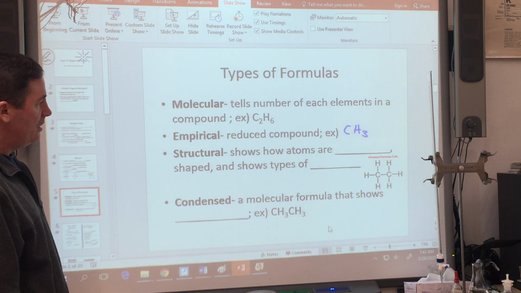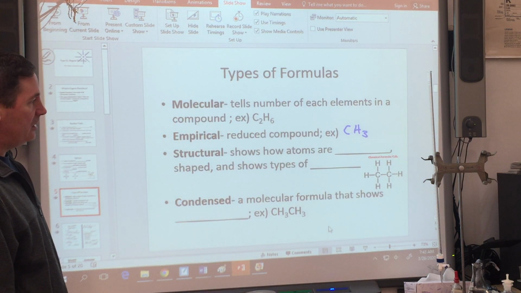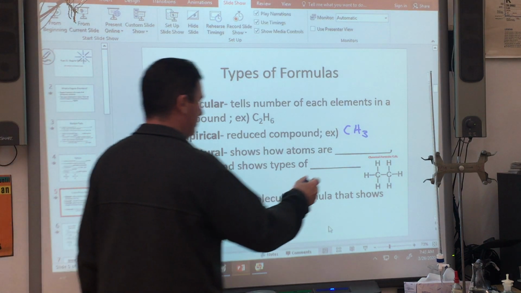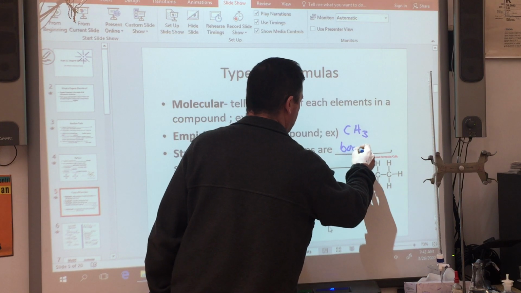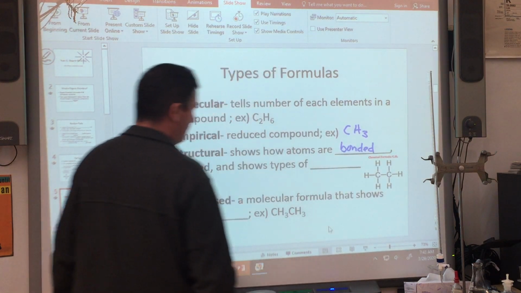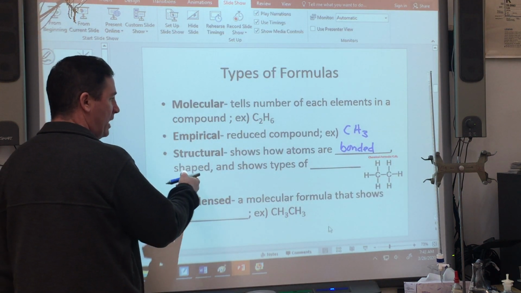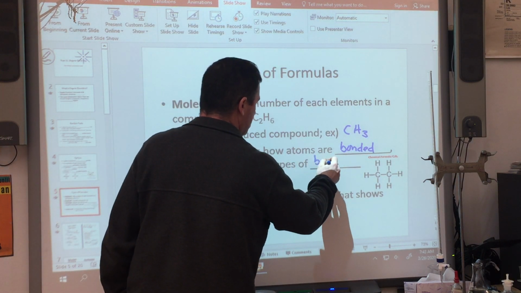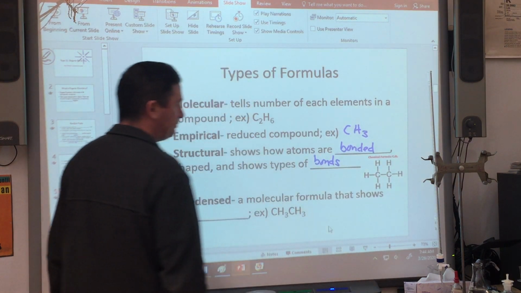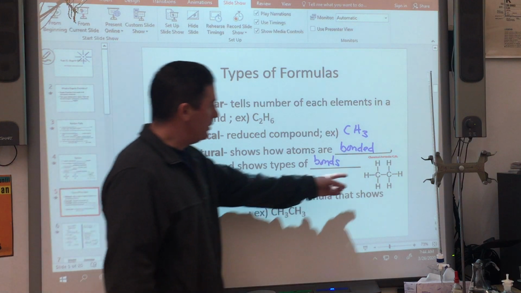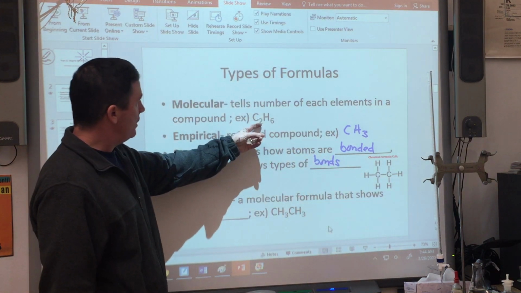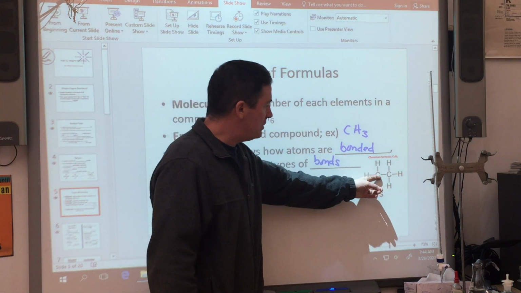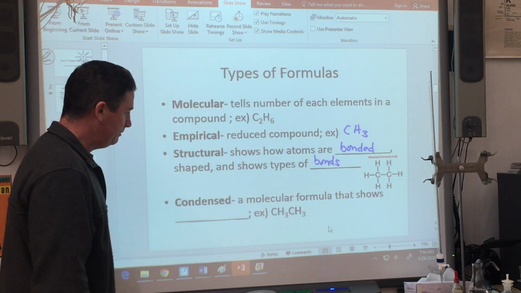Structural formulas we've also done. We did a lab on that as well. It shows how atoms are bonded in space, how they're shaped, and shows the types of bonds. So here is C2H6. Here's its molecular formula. Here is its structural formula.